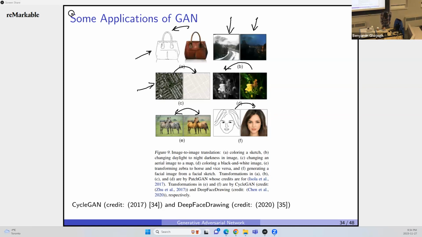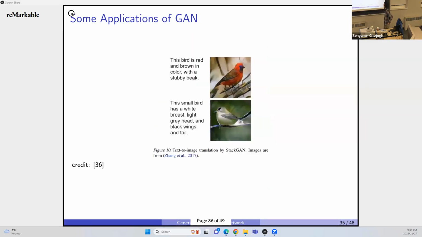These are generated by CycleGAN and DeepFaceDrawing. This is DeepFaceDrawing, proposed in 2020. As you see, they are almost state of the art. This is a very cool thing.